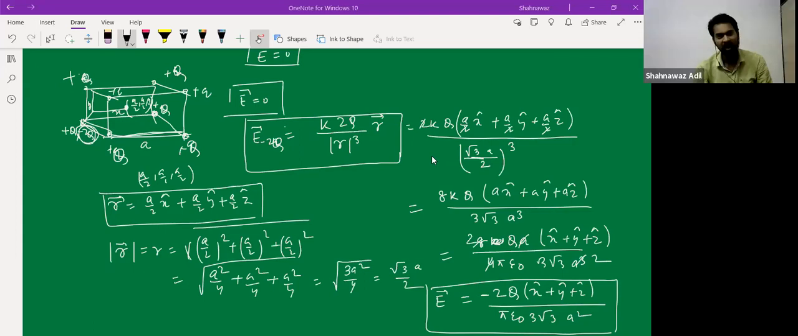So in the next class, I'll be talking about the electric field due to a ring charge and then the electric field due to a finite wire. From Gauss's theorem, you already know about the electric field due to an infinite charged wire, right?